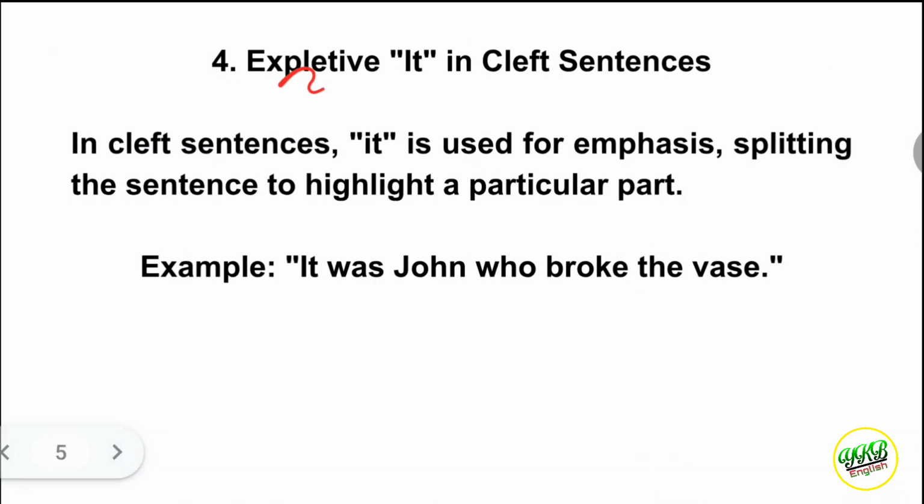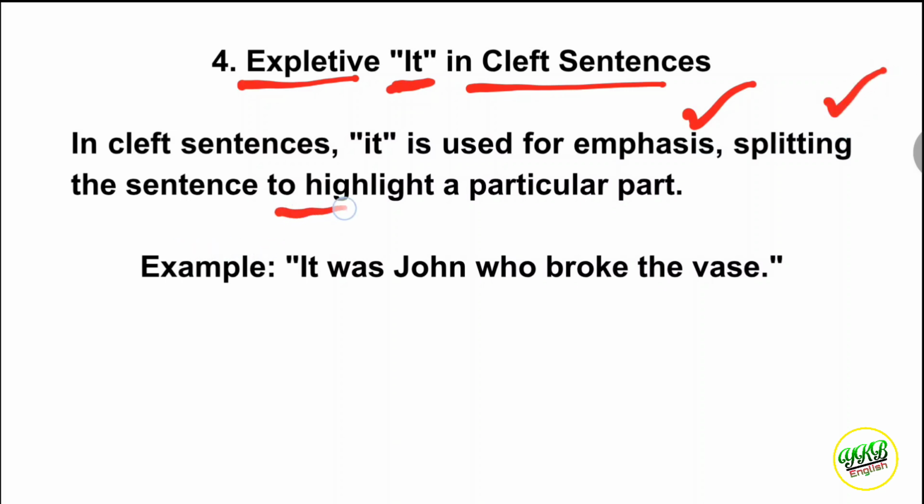Next use here: expletive it in cleft sentences. In cleft sentences, it is used for emphasis, splitting the sentence to highlight a particular part. For example, it was Rohan who broke the vase.